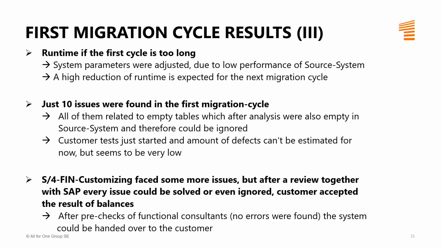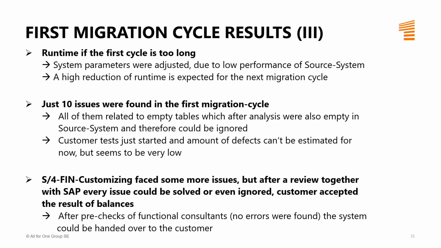First migration results. Runtime of the first cycle is too long. It was a long time for the first cycle. Yes, this is absolutely normal. And we are working on some coding together with SAP and on these parameters I told you before. System parameters were adjusted due to low performance, and a high reduction of runtime is expected for the next migration cycle. Yes, the machine has to be a little bit bigger than before.